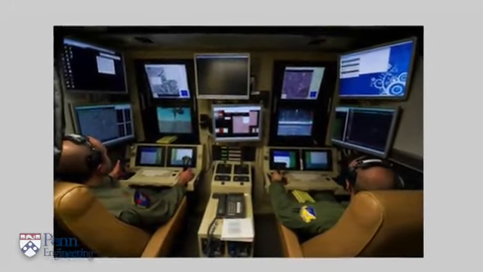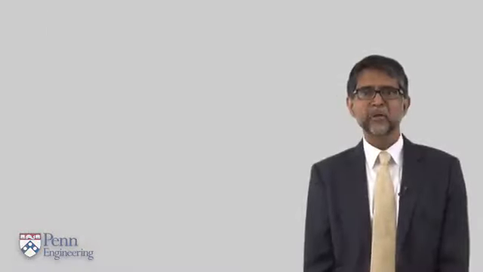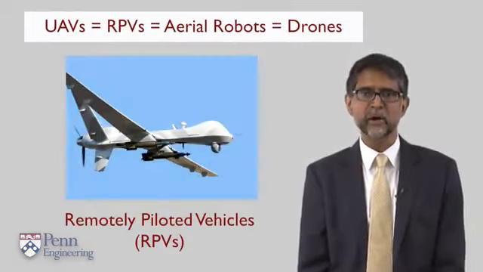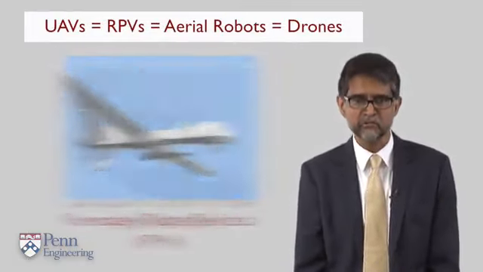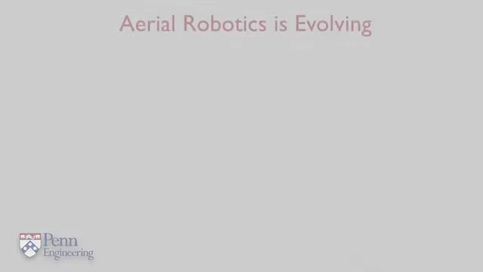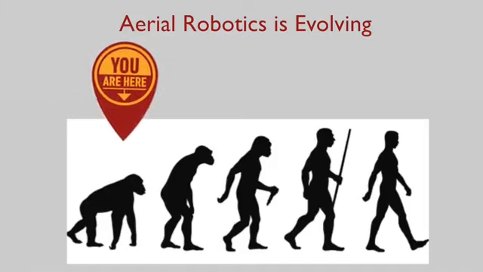And you can see that in this picture. There are two UAV operators operating a vehicle from an Air Force base in New Mexico. And this is true for every remotely piloted vehicle that the military uses. But we're not going to draw the distinction. For us, UAVs are the same as remotely piloted vehicles, and that's the same as aerial robots, and that's the same as drones. This field is rapidly growing. In fact, it's evolving, and we're just in the beginning of this evolution process.